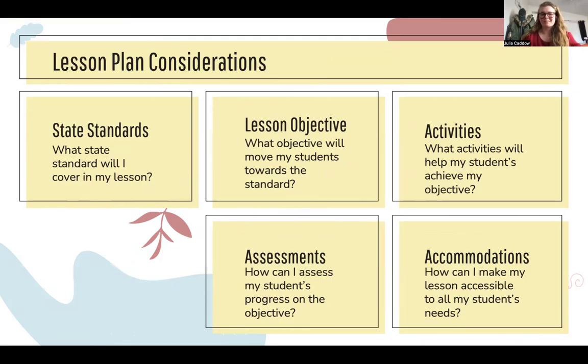So let's talk about state standards. What state standard will I cover in my lesson? You want to be using something specific for both your grade level and the subject you're teaching. You're going to find those from your State Department of Education website. In this case, we'd be looking at the Arizona Department of Education, and we're going to find that standard that we're working from. Because if we're not working from a standard, we're really missing the overall picture of what our students need to be learning.